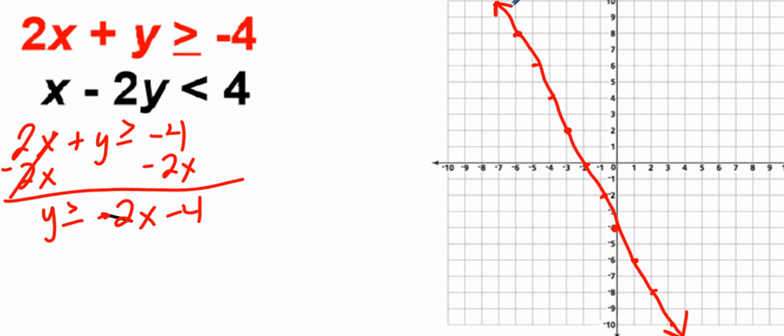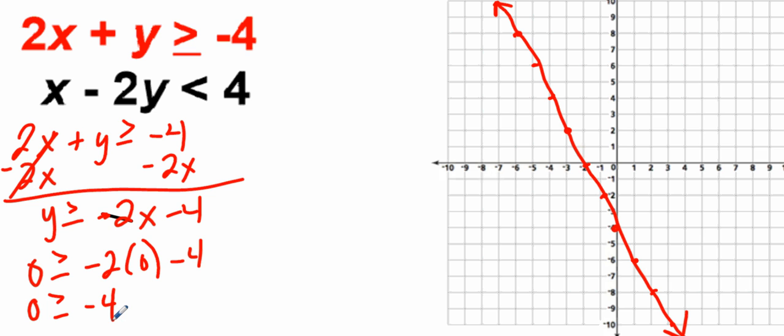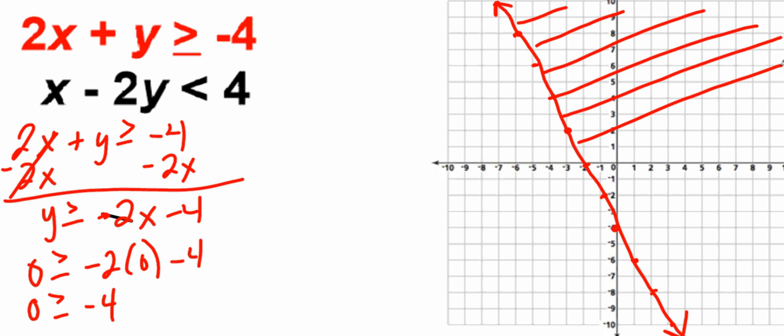And then to determine which side to shade, we're going to plug 0, 0 in because it does not go through 0, 0. So 0 is greater than or equal to -2 times 0 minus 4. 0 is greater than or equal to -4. That is true. So I am going to shade the side that has 0, 0.